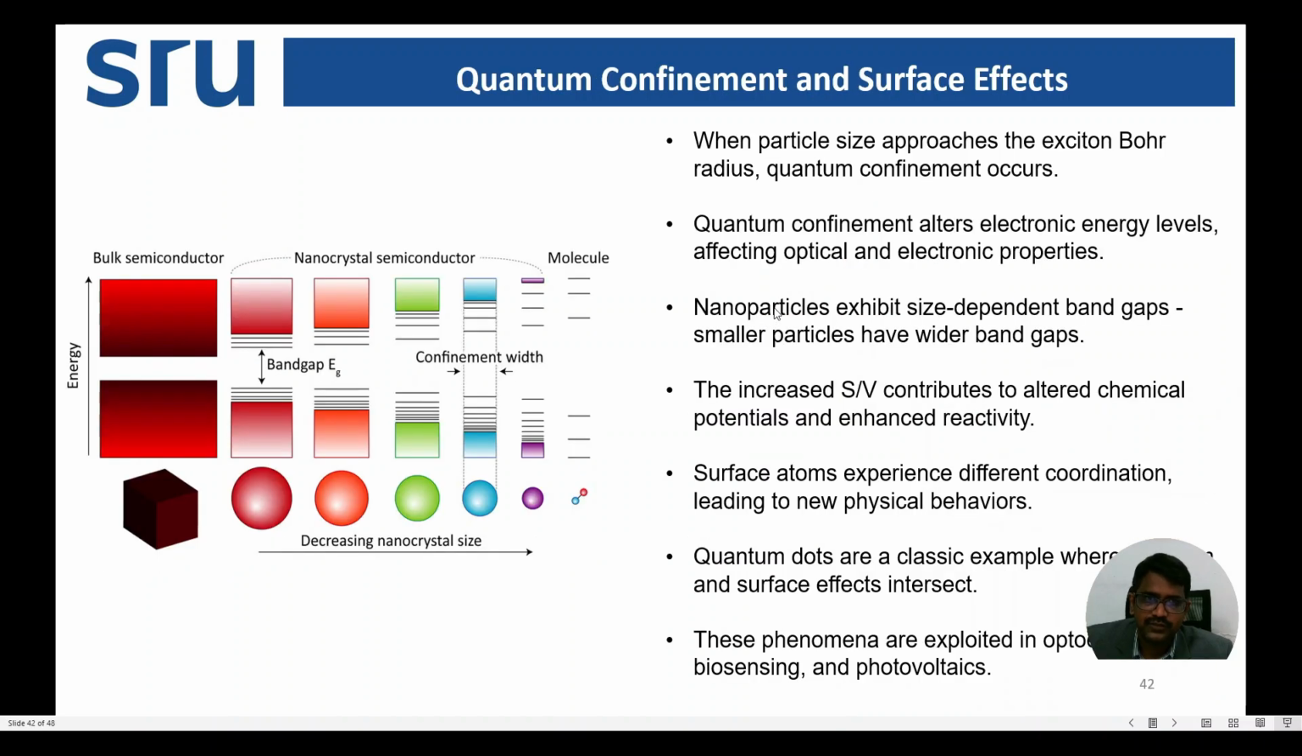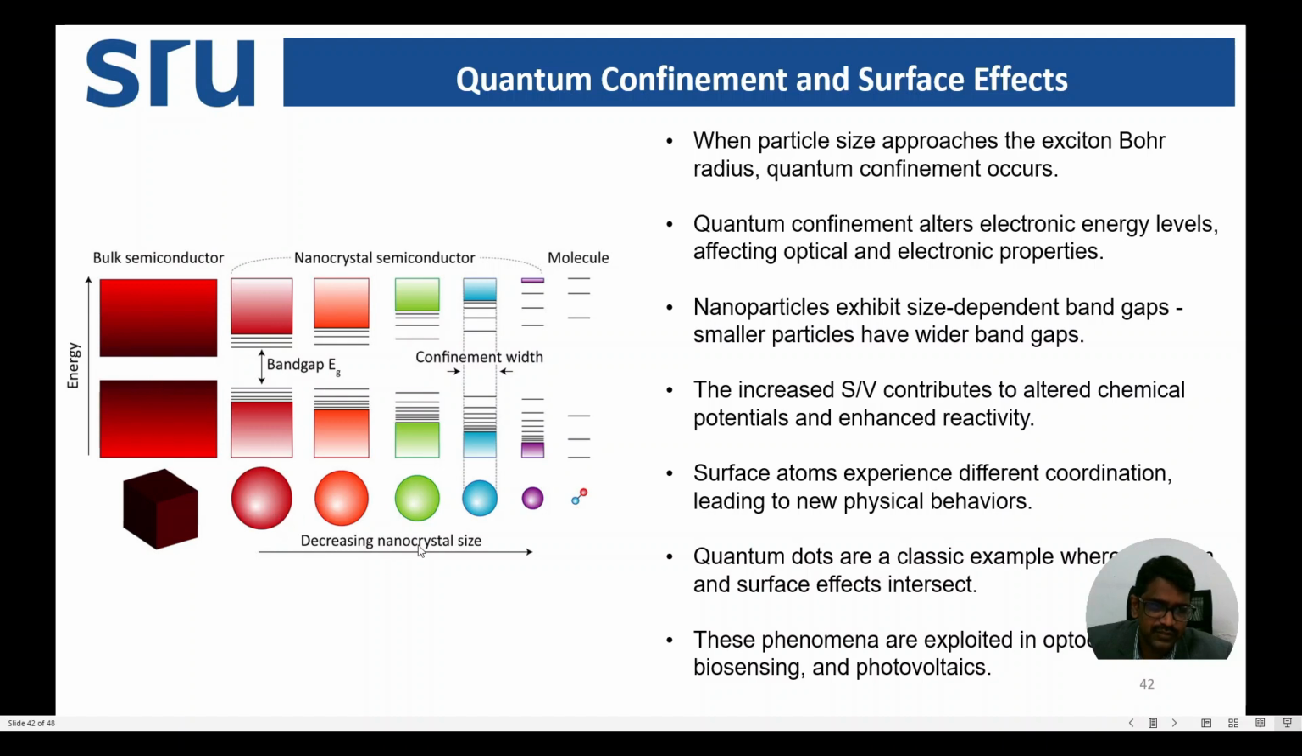So we'll see how this quantum confinement affects the surface energy. We will see the quantum confinement effect and also surface effects. Here you can see from the previous picture, this is a bulk material. Because it is a bulk material, all the energy levels are continuous. You can see the thick, completely colored region. Because of this bulk semiconductor, see the energy gap.